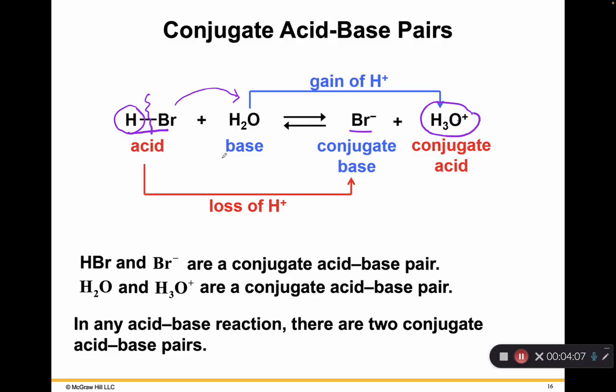So the acid has the conjugate base on the other side of the arrow, and the base has the conjugate acid on the other side. You can read that one here. So HBr and Br minus are a conjugate acid-base pair. Similarly, water and hydronium are another conjugate acid-base pair. And in any acid-base reaction, there are always two conjugate acid-base pairs. Now let's try to recognize the conjugate acid-base.